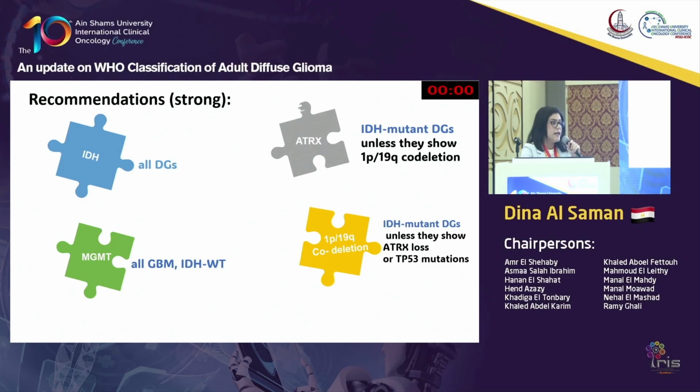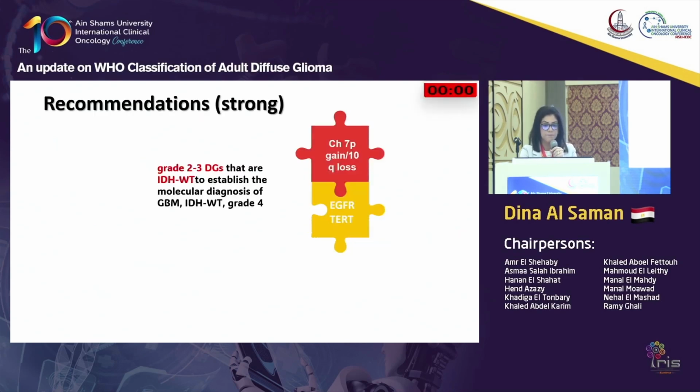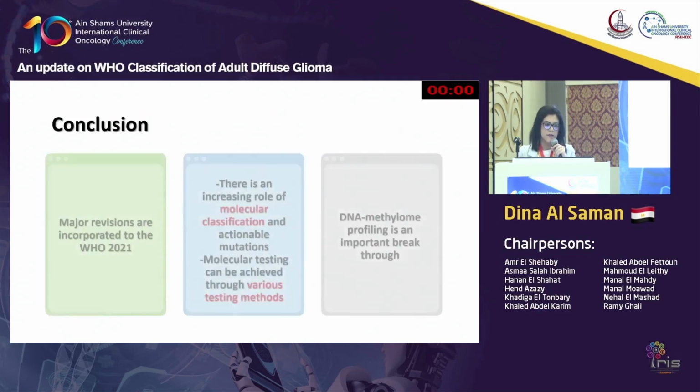The MGMT again is strongly recommended for all GBMs that are wild type. And finally, testing for the chromosome 7p gain and the 10q loss together with the EGFR and the TERT mutations are advisable and strongly recommended for diffuse gliomas that are IDH wild type, but they have the histomorphologic features of a doubtful grade 2 or 3. You want to make sure and rest peacefully that it's a GBM grade 4. Although it's wild type, and by definition it's wild type, you can support yourself by adding those 3 tests.